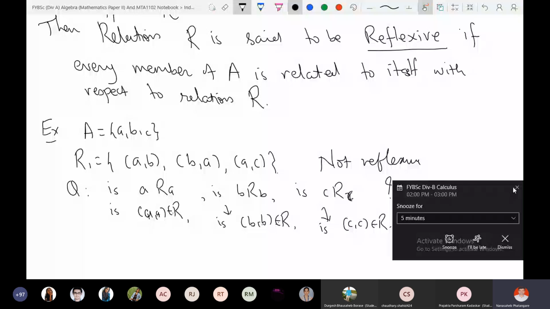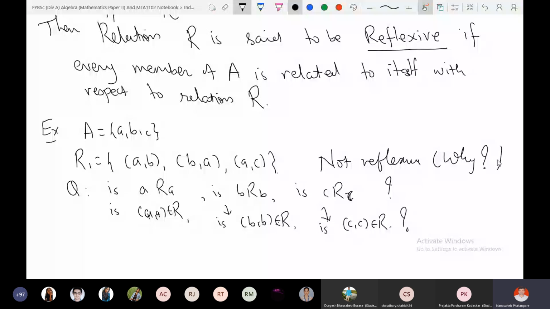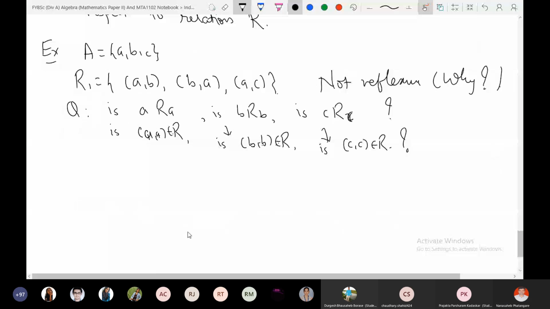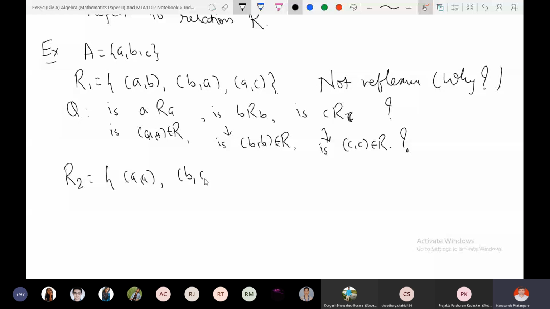So you write down the reason why it is not reflexive: because A is not related to A with respect to this relation, B is not related to B, and C is not related to C. Fine, on the same set I will define another relation: (A, A), (B, C), (A, C). So is it reflexive?